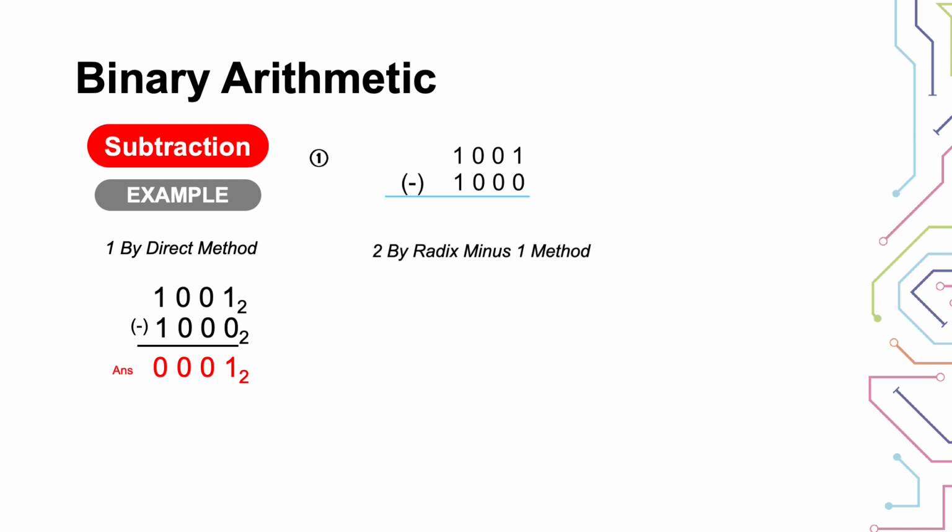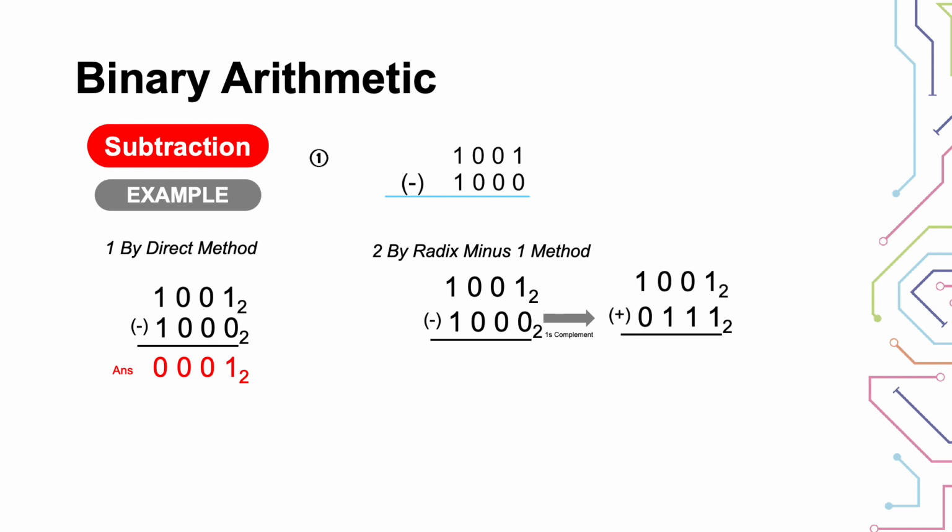Pero pag gamitan natin siya ng radix minus 1 method, yung mangyayari ganito. So, yung ating subtrahend will be converted to its ones complement. So, di ba pag ones complement at saka binary, ano yung gagawin natin? I-invert lang natin. So, magiging 0, 1, 1, 1. At pag once na ma-invert na natin or nagamitan natin ng ones complement, yung gagawin natin, i-add natin siya sa ating minuend, which is 1, 0, 0, 1.